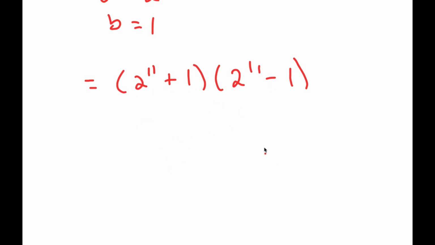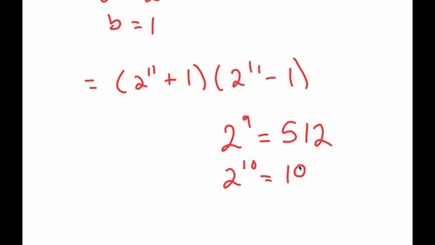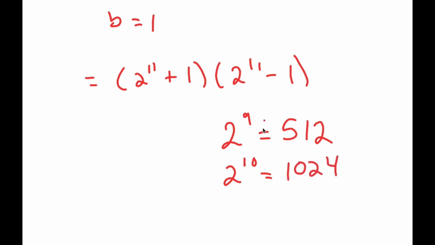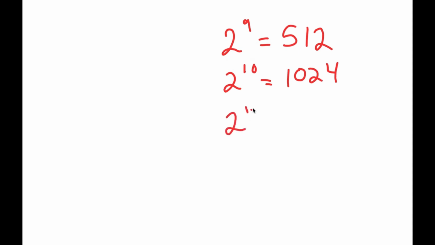Now, what is 2 to the power of 11? Well, 2 to the power of 9 is 512. 2 to the power of 10 is going to be double of 2 to the power of 9, which is double of 512, which is 1024. So 2 to the power of 11 is double of 1024, which is 2048.